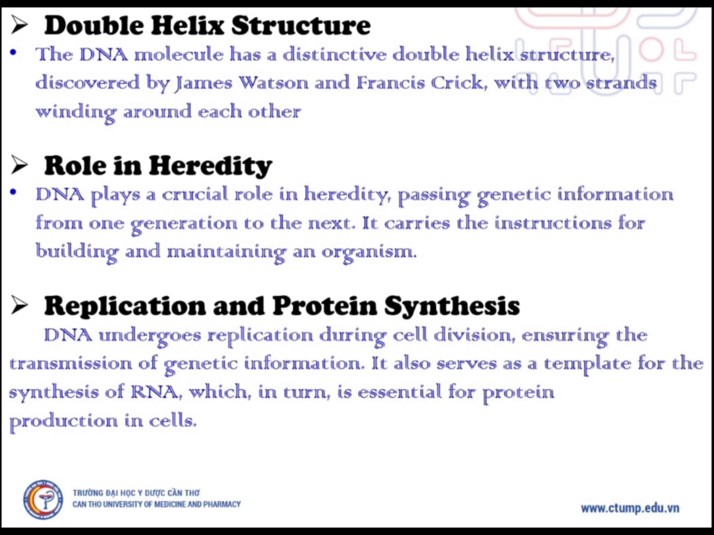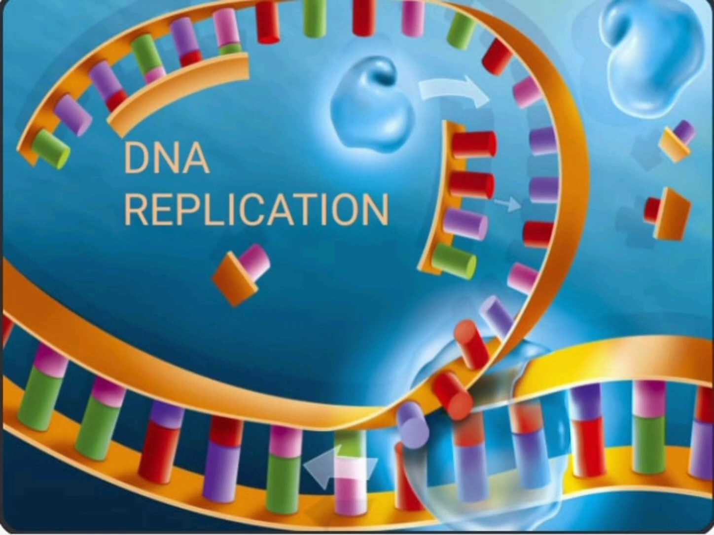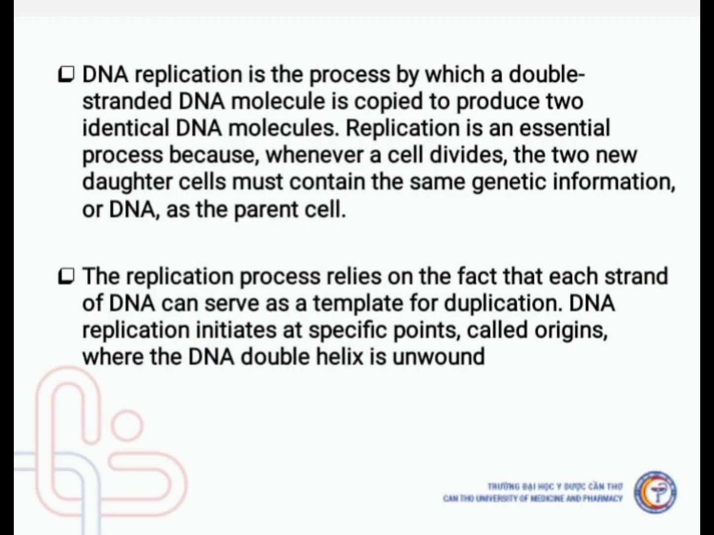Replication and protein synthesis. DNA undergoes replication during cell division, ensuring the transmission of genetic information. It also serves as a template for synthesis of RNA, which in turn is essential for protein production in cells. DNA replication. DNA replication is the process by which a double-stranded DNA molecule is copied to produce two identical DNA molecules. Replication is an essential process because whenever a cell divides, the two new daughter cells must contain the same genetic information, or DNA, as the parent cell.